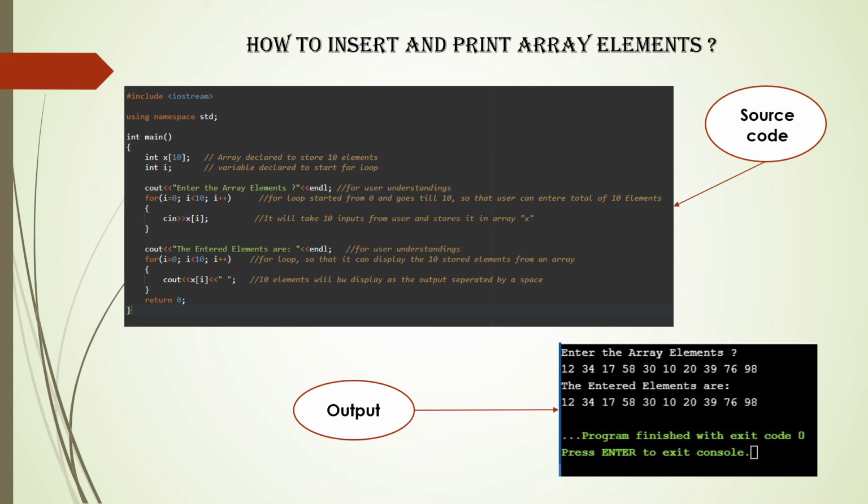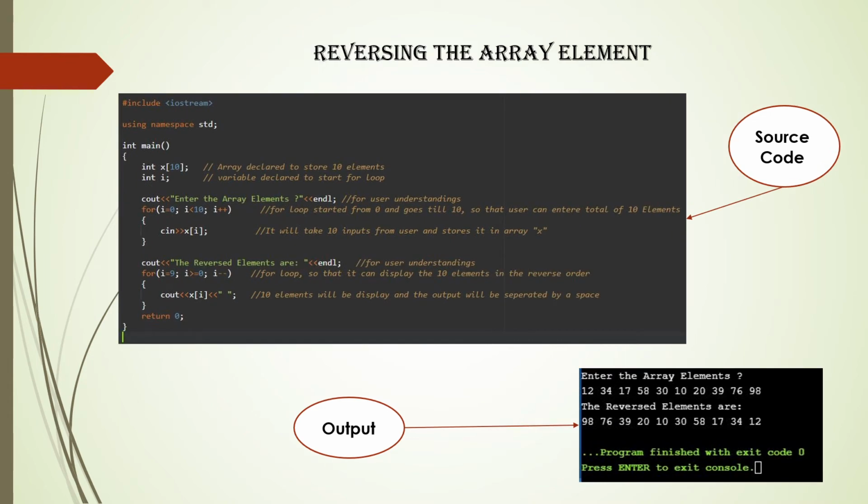So guys, pause the video and read the program once again and try it by yourself too. Here I have given another program also, that is reversing the array elements. In this, the elements are printed in reverse order. Let us understand this program. Till the input part the program is the same as the previous one.